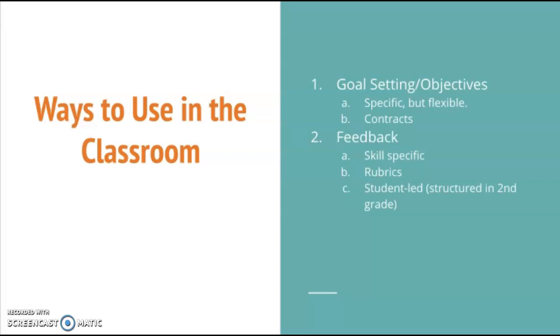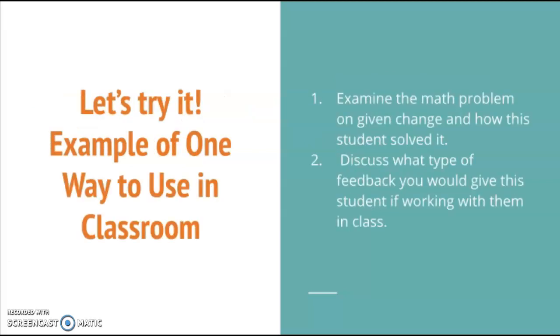For feedback, make sure it's skill specific. Rubrics, that's a great way to help give feedback. And then lastly, make sure you have some student-led feedback in there, and make sure it's structured in second grade. Make sure they know what they're doing. They have a list of goals, but you can still have that student-led structure going on.